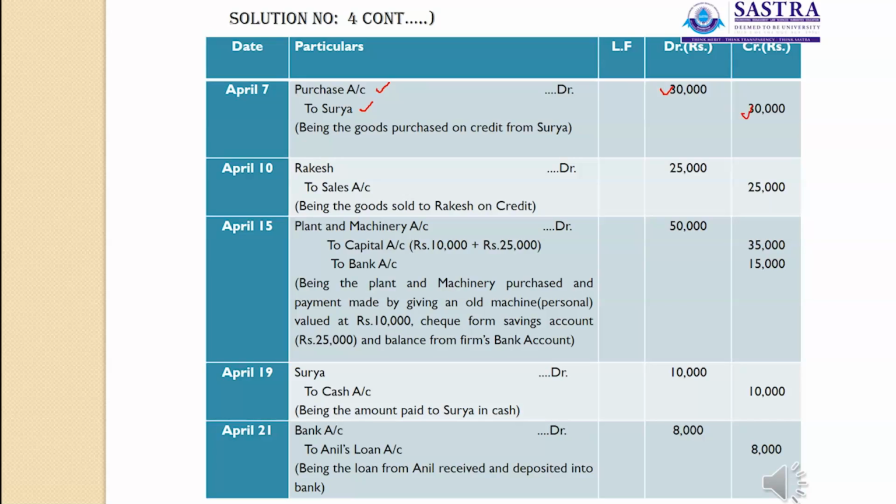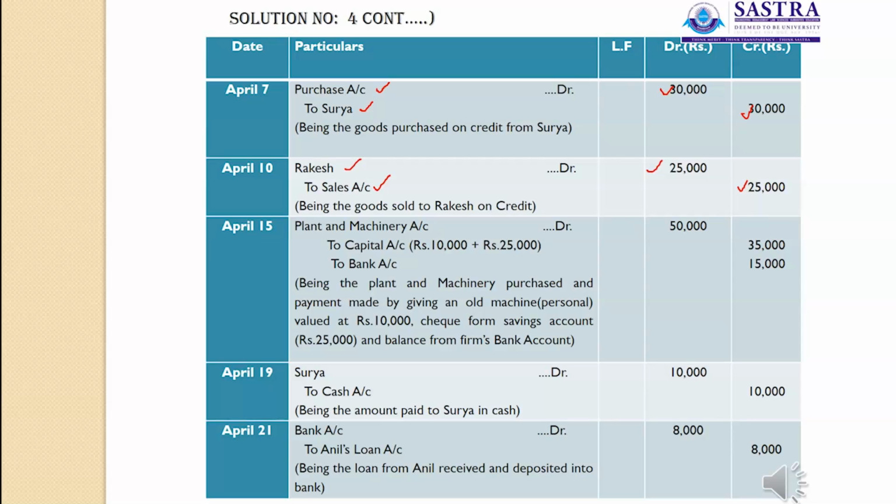Then the next one is goods sold to Rakesh on credit. Rakesh account debited to sales account. Rakesh account debited rupees 25,000 to sales account credited rupees 25,000. The narration for this transaction is goods sold to Rakesh on credit.